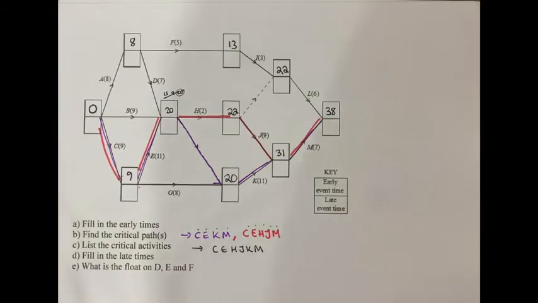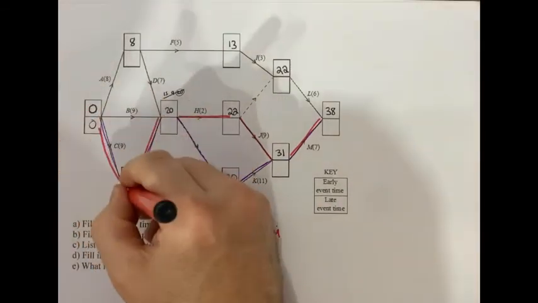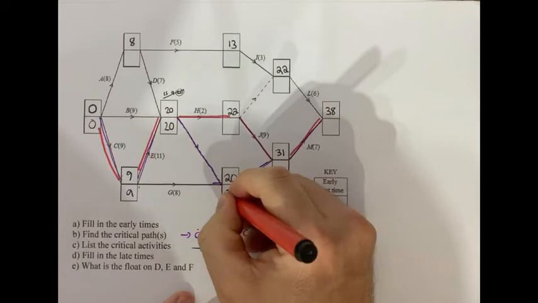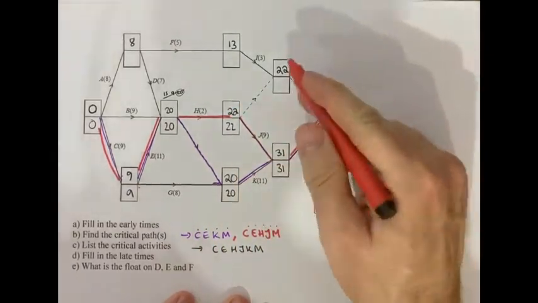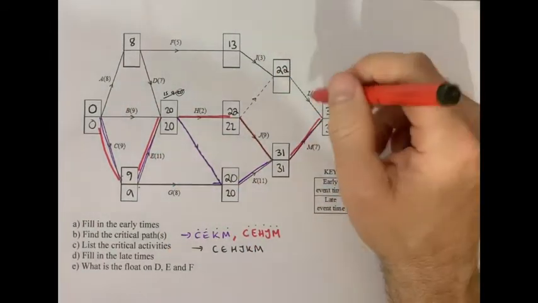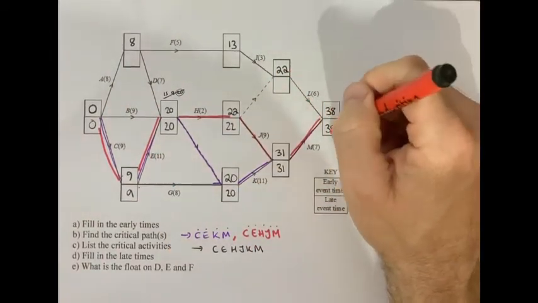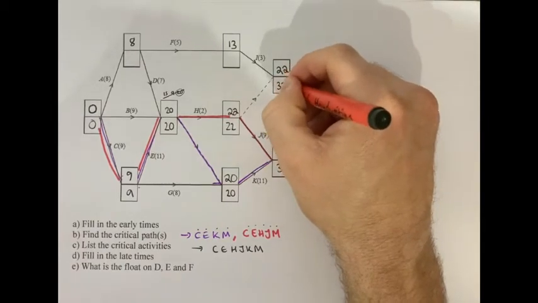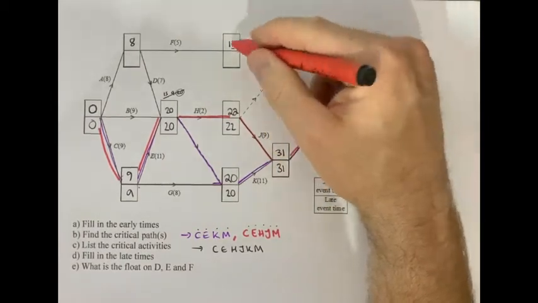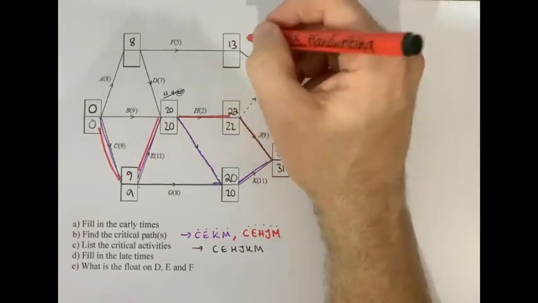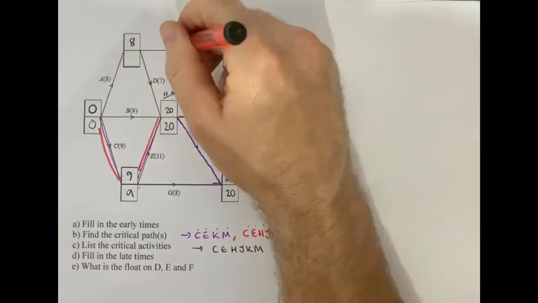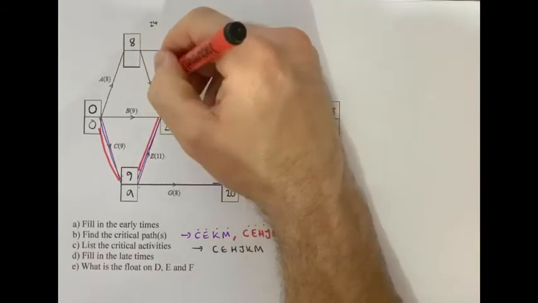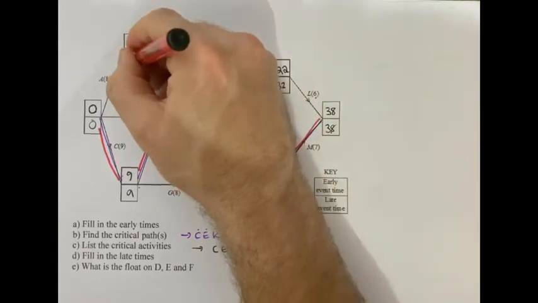Fill in the late times. Filling in the late times, we can get rid of most of them by putting the same number top and bottom anywhere along the critical path or paths. So I've only got these top ones to mop up. Only one arrow back into this one, so 38 take 6 is 32. Only one arrow back into this one going backwards, 32 take 3 is 29. But I've got 2 arrows back into this one. So I've got 29 take 5 is 24, or 20 take 7 is 13. 13 is much smaller. Pick the smaller one. Biggest on the forward, smallest on the back.